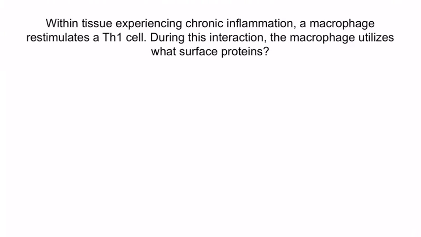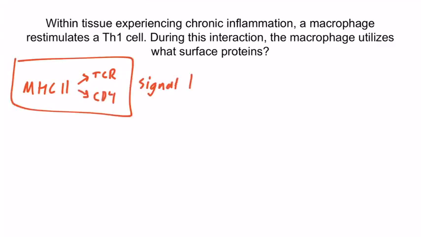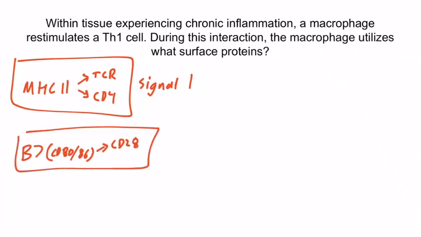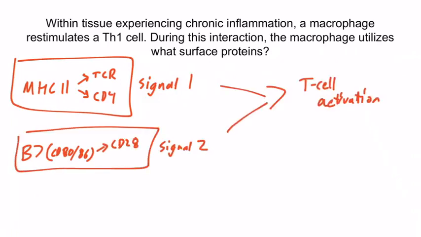Now recall that in T cell activation, there are two signals. Signal 1 is the MHC2 protein, which interacts with the TCR, T cell receptor, and the CD4, which are on the T cell. So that's signal 1. Signal 2 is the B7 protein, or CD80 or 86, that interacts with the CD28 on the T cell. That is signal 2. Both of those activate the T cell, or rather, restimulation.